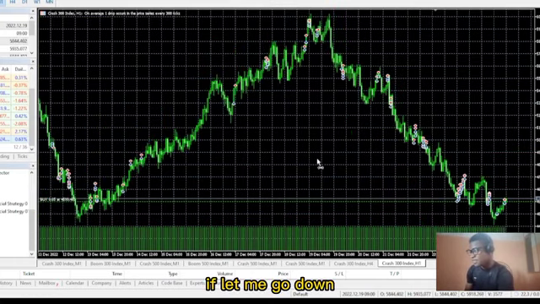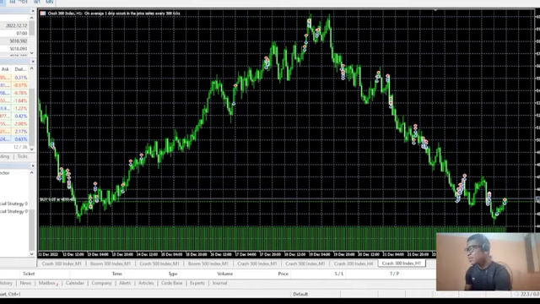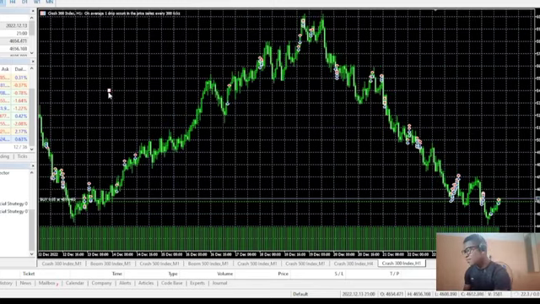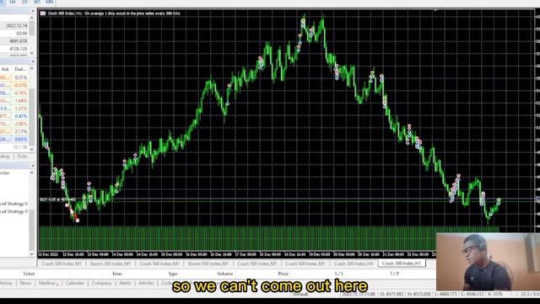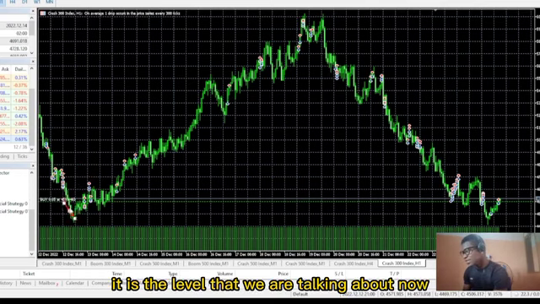Let me go down a little bit now. See around here. I deleted everything, and I'd like to actually show you what I'm talking about right about here. Okay, so this is my arrow again. So look at what I'm talking about here. I think I've drawn it right already. So we can talk about here. This particular zone here is the level we are talking about now.